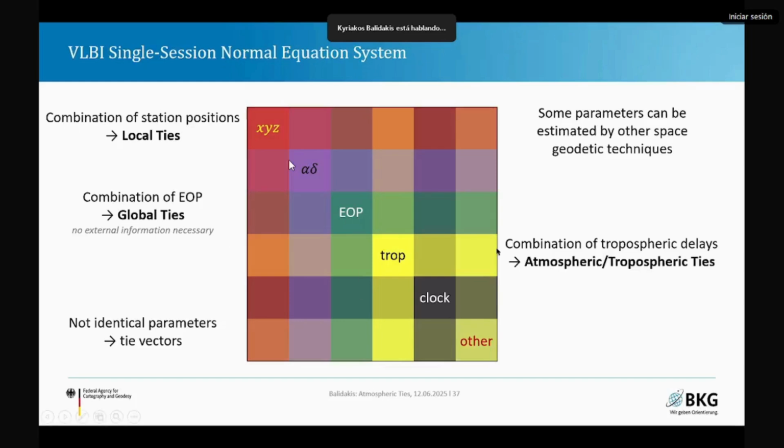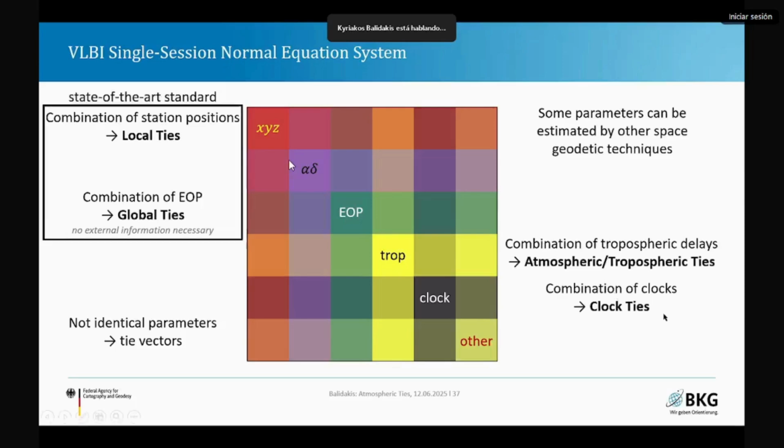And so we can do the same thing with troposphere, of course, taking into account things like the height difference between the stations. We can combine clocks. So there are quite a few stations where the GNSS station is connected to the hydrogen maser of the VLBI station. So in principle, the clock you estimate in VLBI and the clock you estimate in GNSS during PPP should give you the same result.